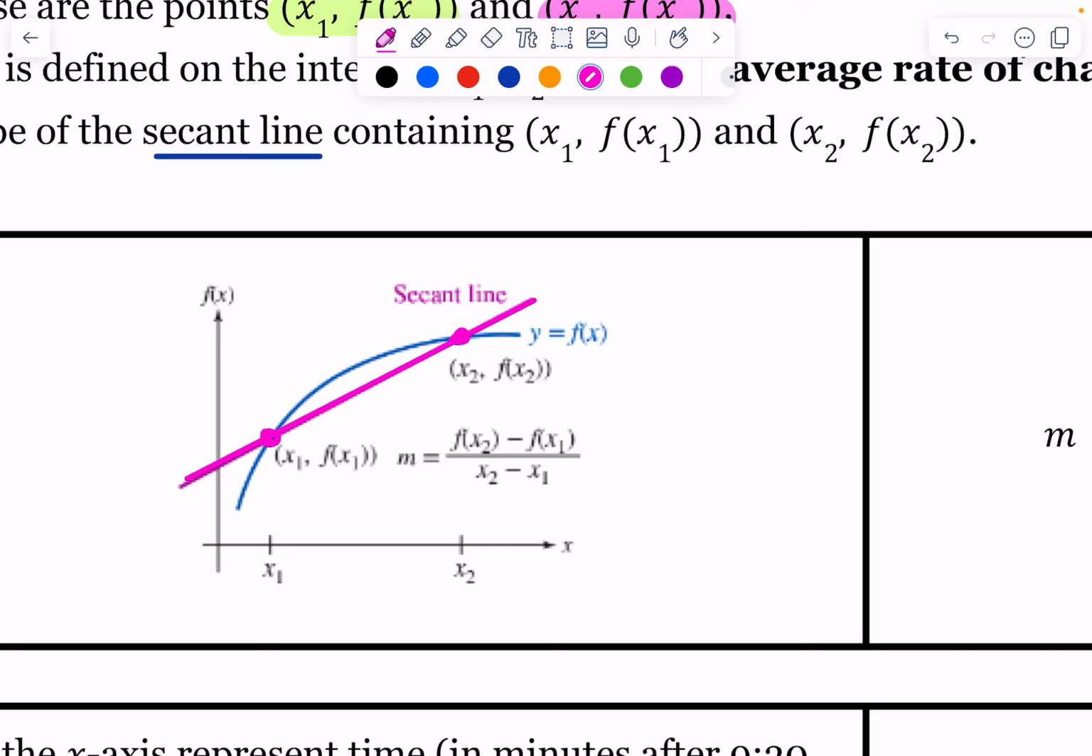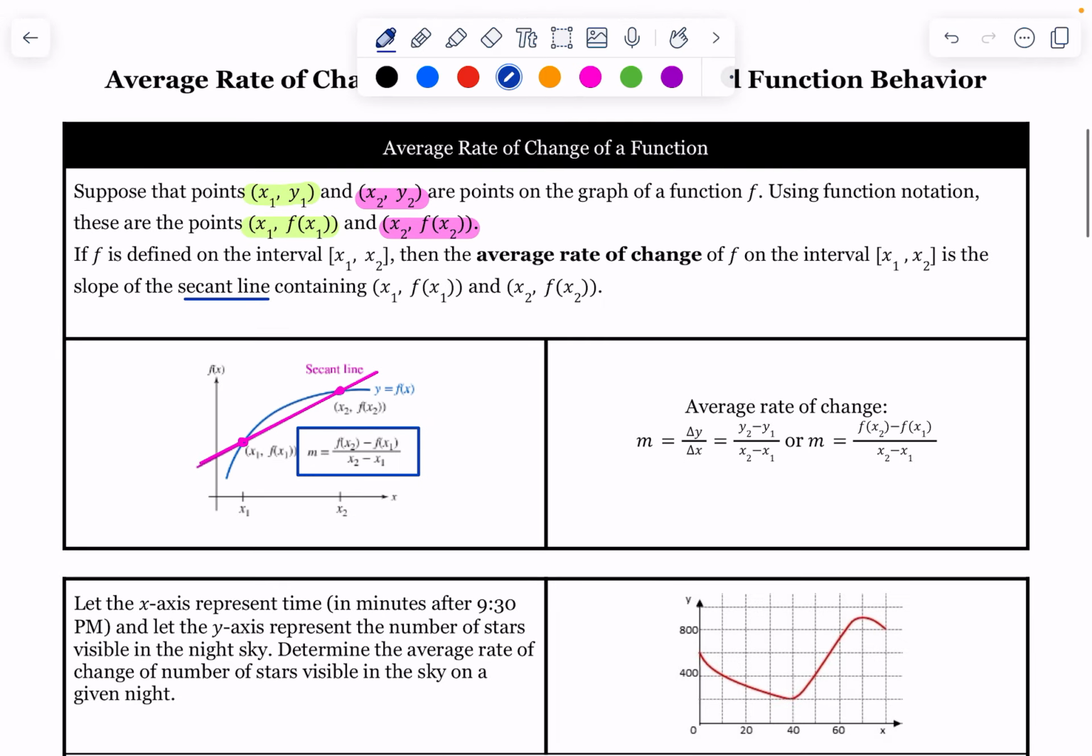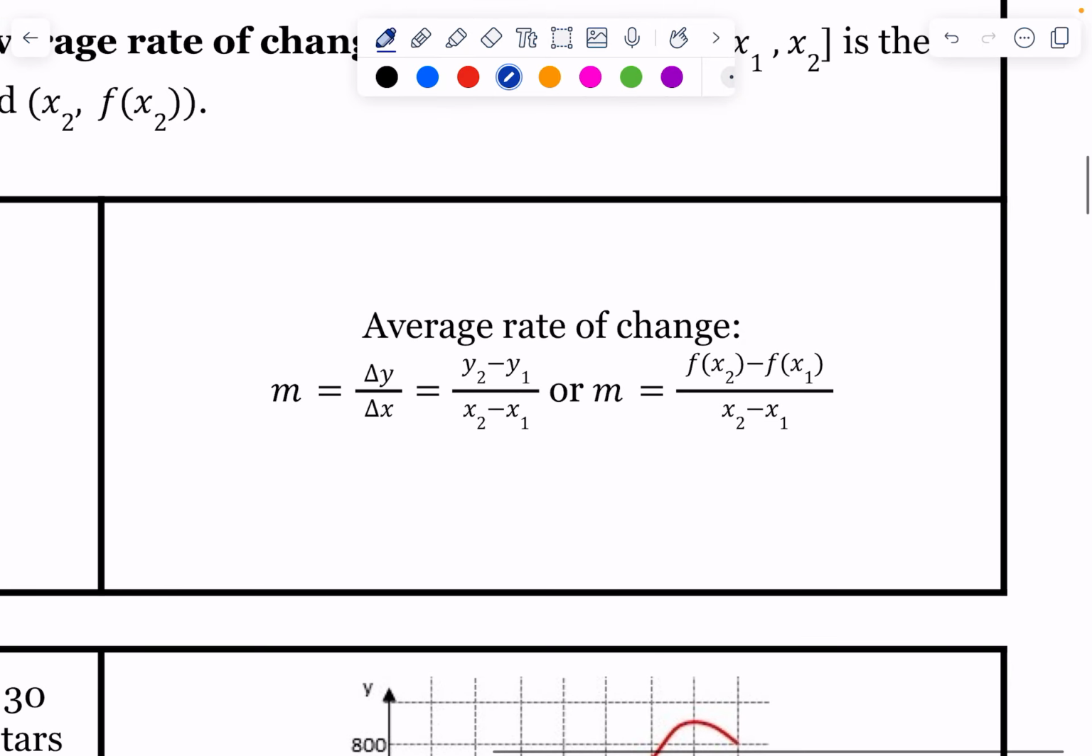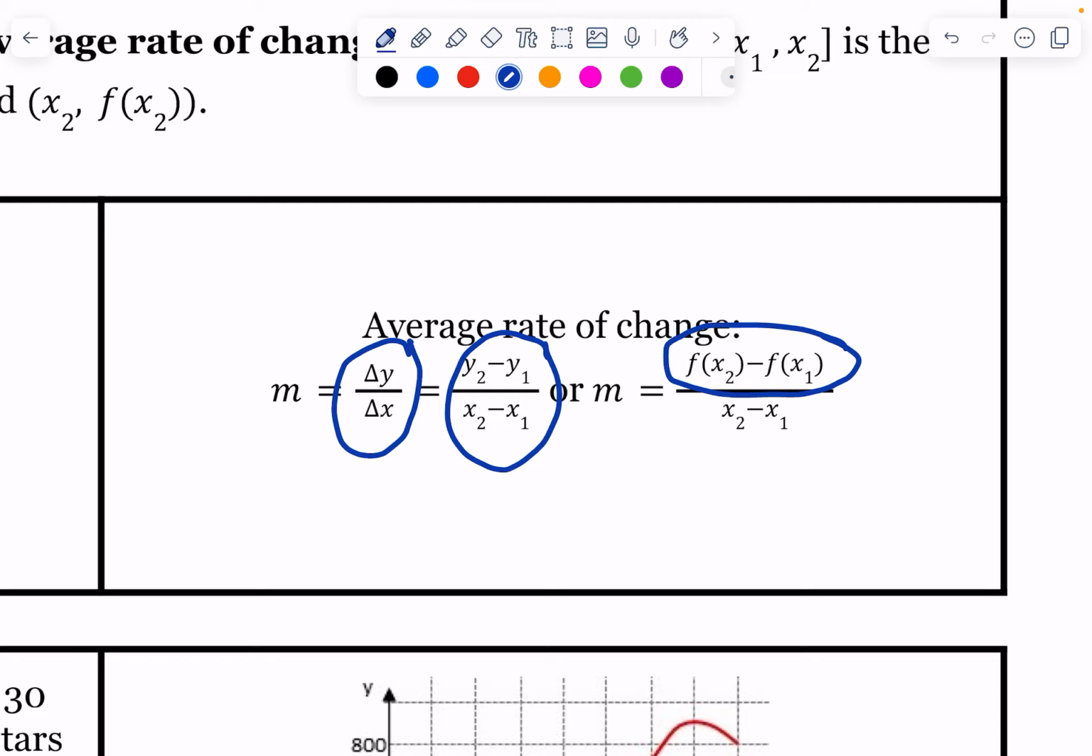And how we get the slope is we use our slope formula. This is modified a little bit because of using function notation, but basically we're taking the change in the y's divided by the change in the x. That's seen over here. Slope is the change in y over the change in x. So you can use the points y2 minus y1, or over here in function notation, same thing, f of x2 minus f of x1.